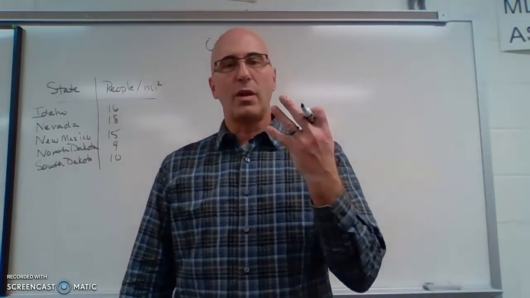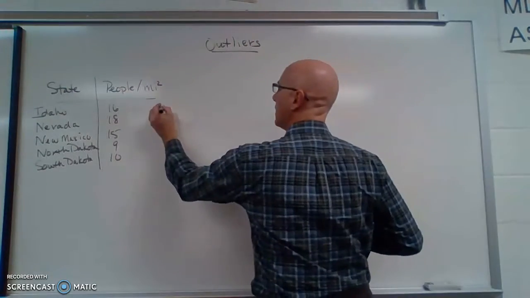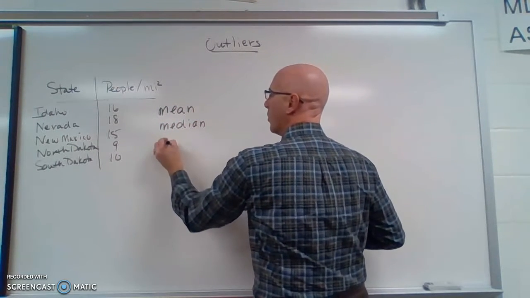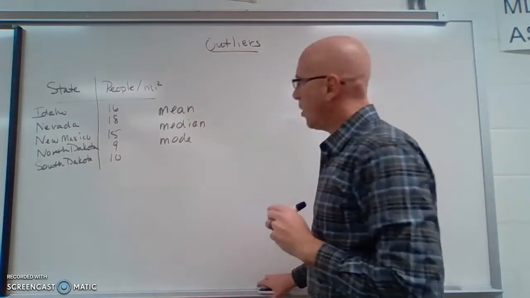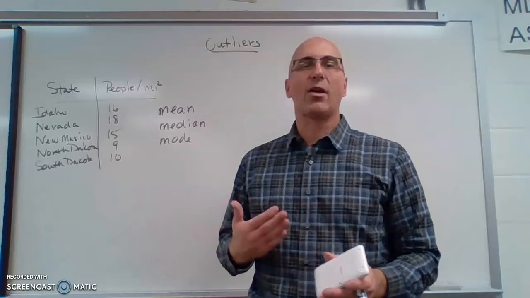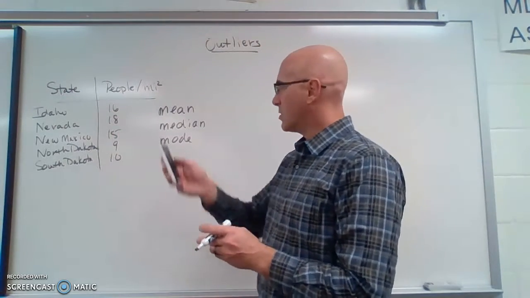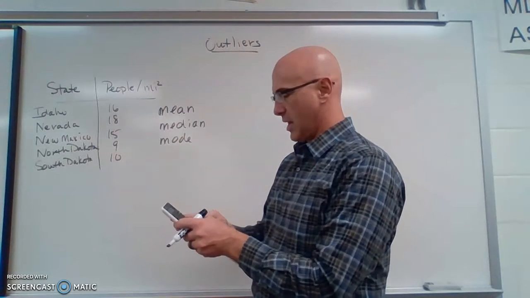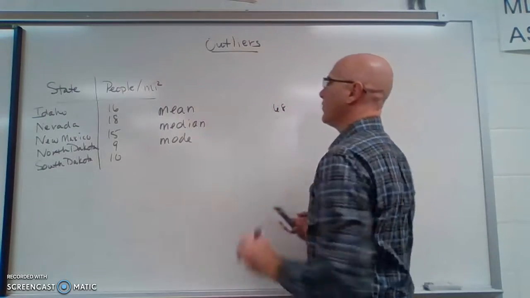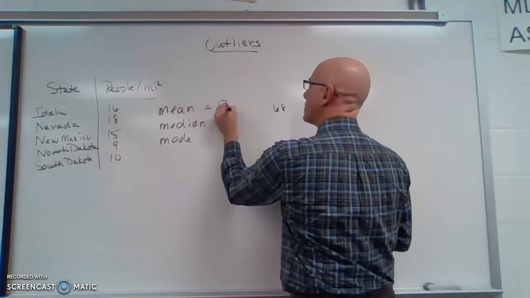So let's find 3 of our most common measures of central tendency. That would be the mean, the median, and the mode. Our mean is the average. We add all of our data points up and divide by the number of points that we have. If I use my calculator, I have 16 plus 18 plus 15 plus 9 plus 10, I get 68. And when I divide 68 by 5, I get 13.6.